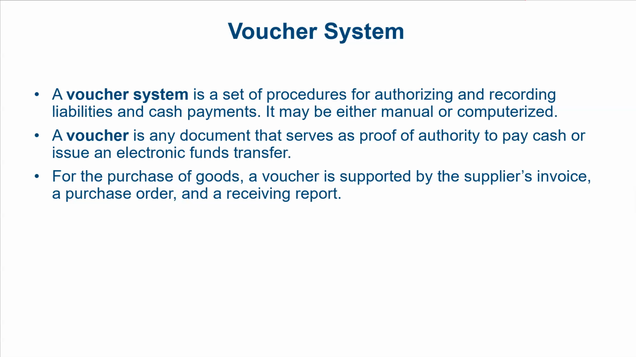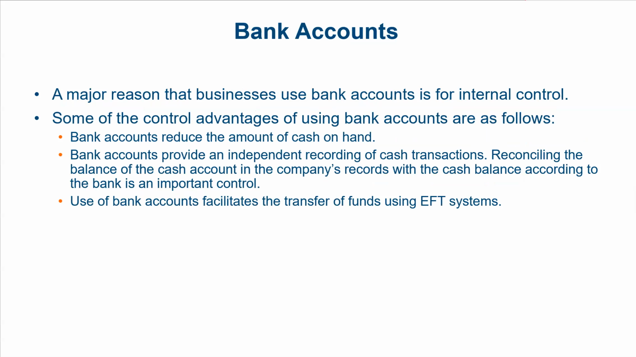So for the purchase of goods, a voucher is supported by the supplier's invoice, a purchase order, and a receiving report. Businesses use bank accounts mostly for internal control. Some control advantages of using bank accounts are that it reduces the amount of cash on hand, provides an independent recording of cash transactions, and allows us to reconcile what we say we have to what the bank says. It also facilitates the transfer of funds using EFT systems. It wouldn't be safe to keep all the cash on the business premises, so we put it in the bank to safeguard it.